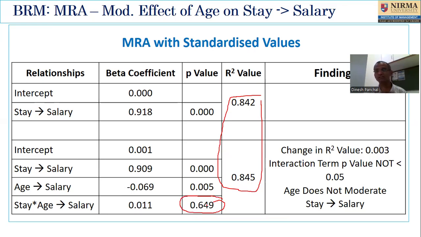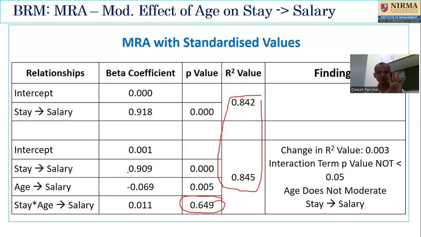If it is less than 0.05, then check the sign of the beta coefficient. Compare the sign of the independent variable beta coefficient and the interaction variable beta coefficient. If both are the same, we say the moderating effect is amplifying the effect. If they are opposite, it's weakening, it's dampening. We'll see this in the second example as well.